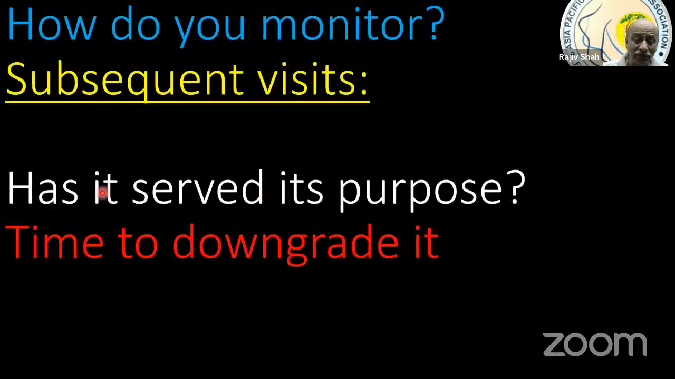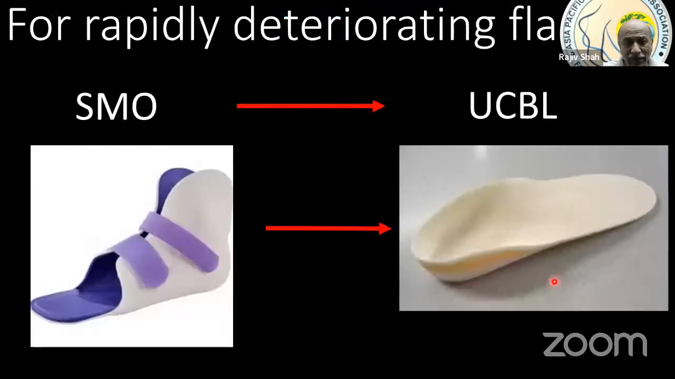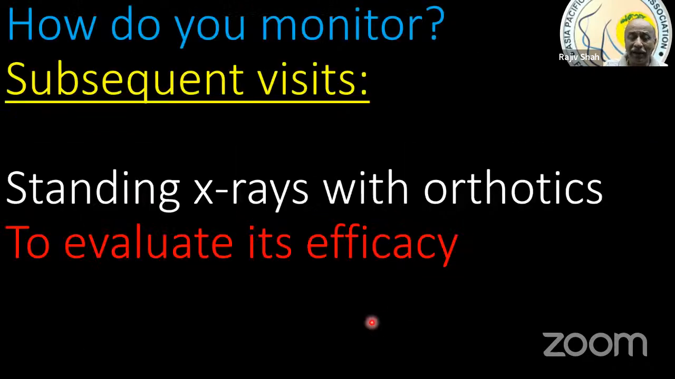Now, if the orthotics or the footwear modification has served its purpose, you may think of downgrading it to give more comfort to your patient. So SMO to UCBL is what you can think. And this is what is most important: standing x-rays with orthotics to evaluate its efficacy.